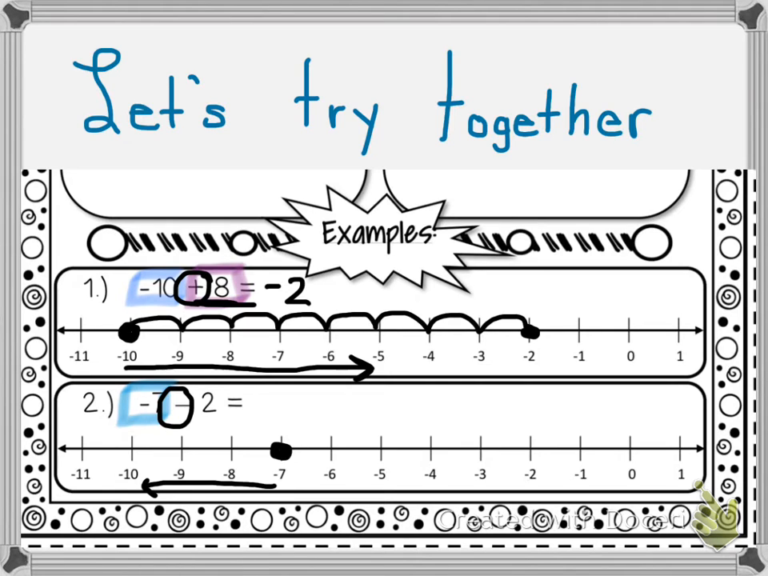How many am I moving? I am moving 2 to the left. So I'm going to get my number line, draw 1, 2, and I ended up at negative 9. So negative 7 minus 2 equals negative 9.